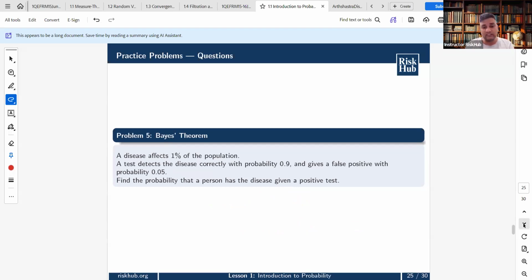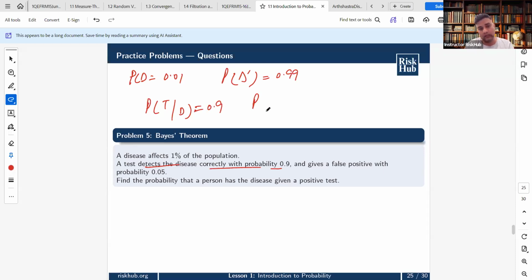Question number 5: the disease affects 1% of the population. So the probability of disease is given as 0.01. The probability of not having the disease, D dash, is 0.99. Then a test detects the disease correctly with probability 0.9, so the probability of a positive test given disease is 0.9. And the probability of a positive test without disease, the false positive, is equal to 0.05.